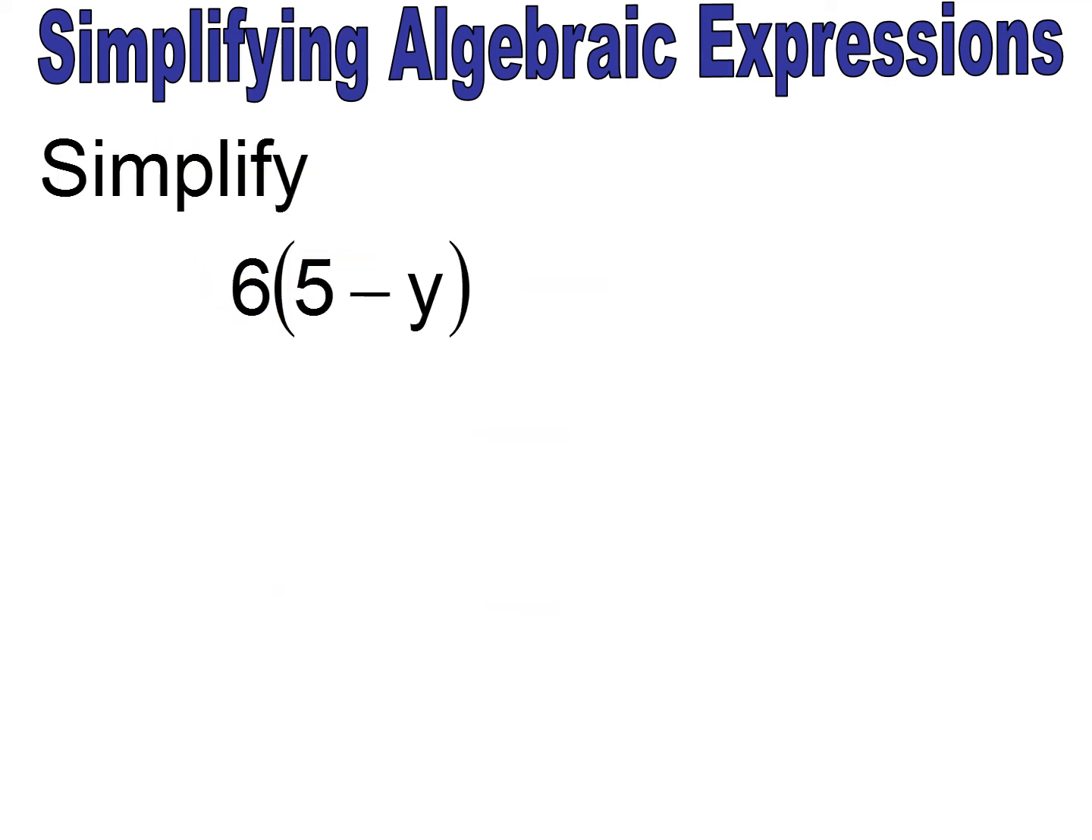Pause and try. So you see here, I multiply, I get 30 minus 6y.